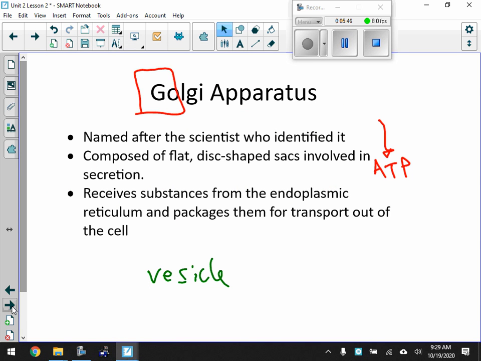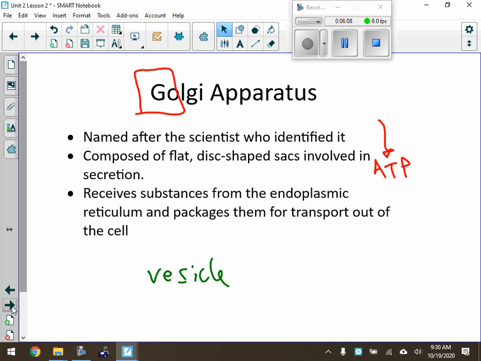Next, Golgi apparatus. That's how we say that. The Golgi apparatus is named after the scientist who identified it. It's composed of flat disc-shaped sacs involved in secretion. Don't worry about the ATP part, we'll talk about that. It receives substances from the endoplasmic reticulum and packages them for transport out of the cell.